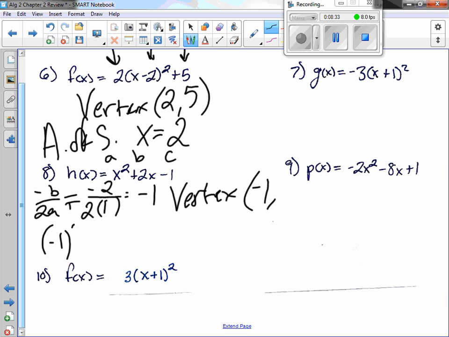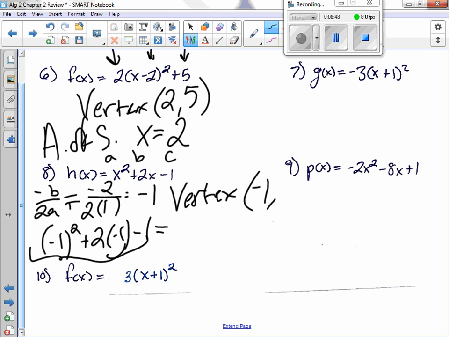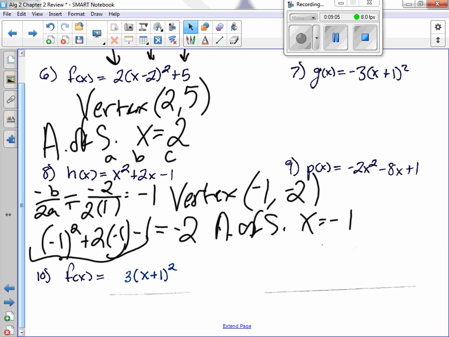Now, what we do next is we plug it into the function. And at this point here, I would plug this whole thing into the calculator: parentheses, negative 1, close parentheses, squared, plus 2 times negative 1 minus 1. Type the whole thing in and let the calculator tell you that it's negative 2. And we already found negative b over 2a, so that gives us the axis of symmetry.